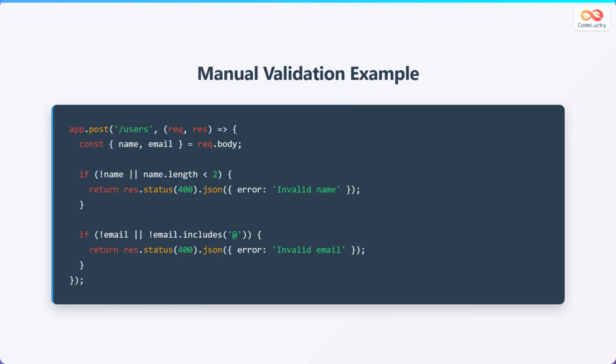If either condition is true, we immediately return a 400 status code indicating a bad request with a JSON response containing an error message stating invalid name. Similarly, we validate the email to ensure it exists and includes an @ symbol. If the email is invalid, we return a 400 status code with a JSON response indicating invalid email.